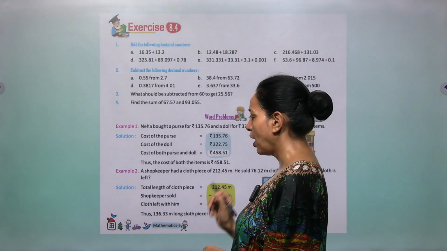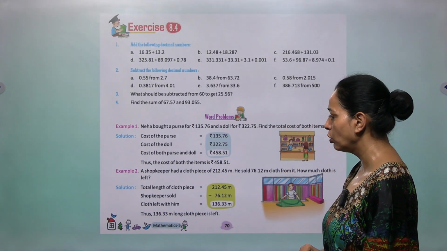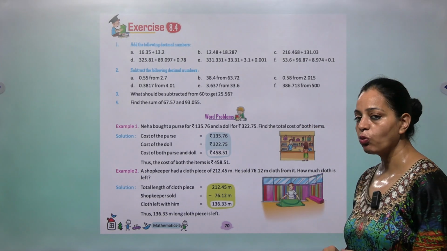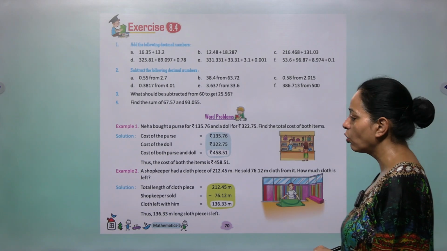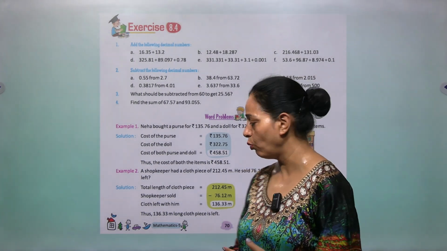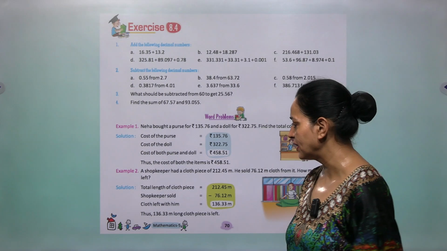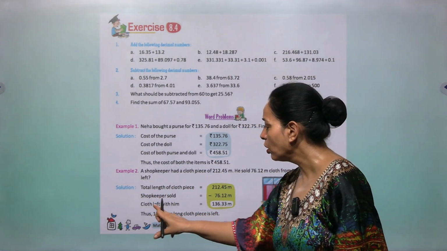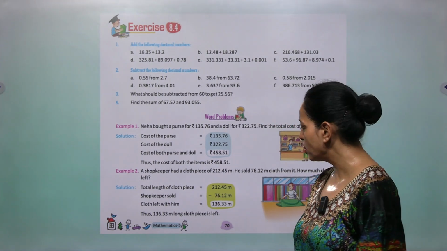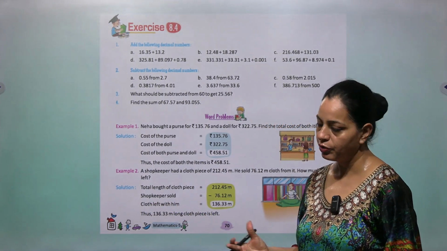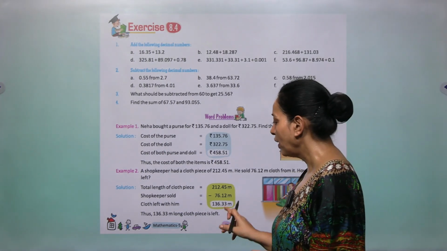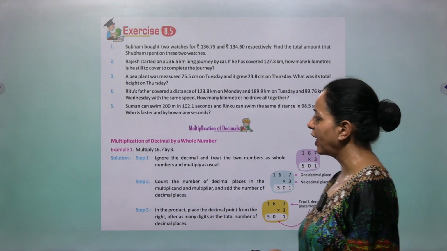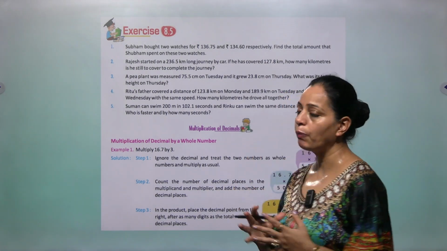458.51. Now example 2, a shopkeeper had a cloth piece of 212.45 meter. He sold 76.12 meter cloth from it. How much cloth is left? कितना cloth left हुआ? So left means minus. So solution, total length of the cloth piece is given. Shopkeeper sold 76.12 meter. Then cloth left with him. You will do subtraction. So answer is 136.33 meter. Right? Now exercise 8.5. You can enjoy these word problems.